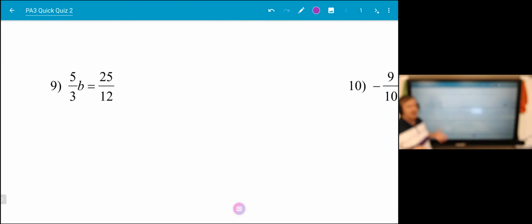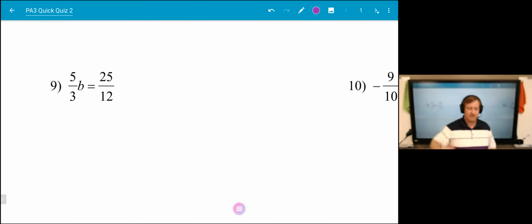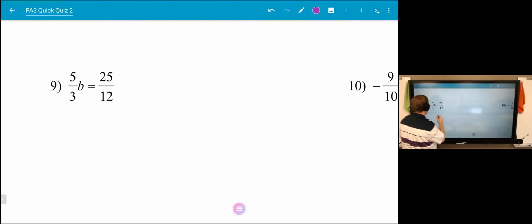We have 5/3 b equals 25/12. You know that b is being multiplied by 5/3. Normally you just say, hey, divide both sides by 5/3. Well, how do you divide fractions? You divide fractions by inverting and multiplying. So if I invert the fraction, I'd be multiplying both sides by 3/5.